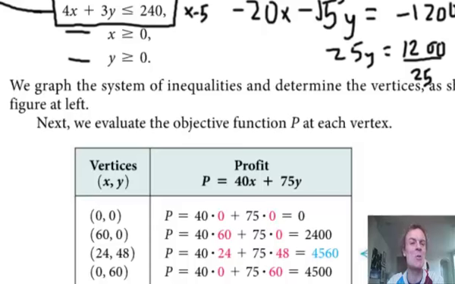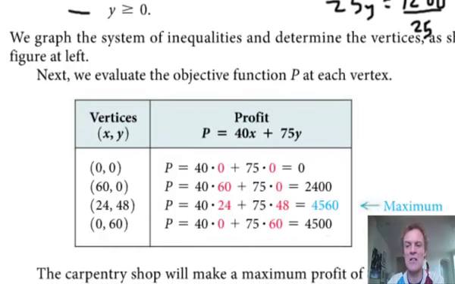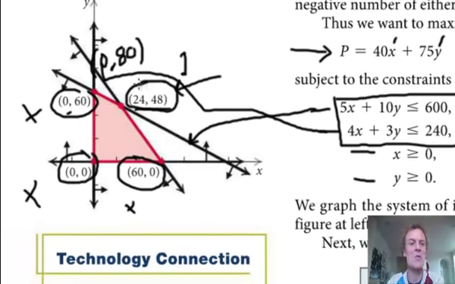Now don't always assume it is this one. This one came quite close. Look at that one. That was 4,500. Look at that. That was 4,560. So when I used this X and Y, it gave me the biggest value of P. I just maximized profit. Again, I'm testing all the 4 vertices in the objective function.